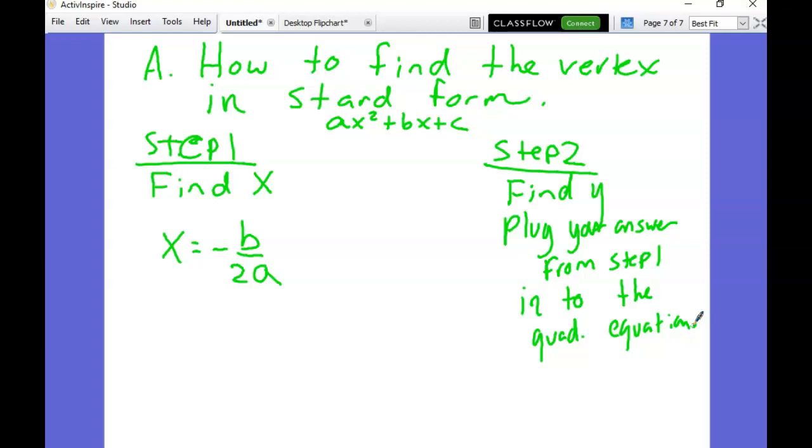Okay, so step 1, find your x of your vertex using that little formula over there. Step 2, find your y by plugging that answer into your equation up at the top. Okay, so I'll let you guys pause and write that for a little while, and then we'll actually do one.